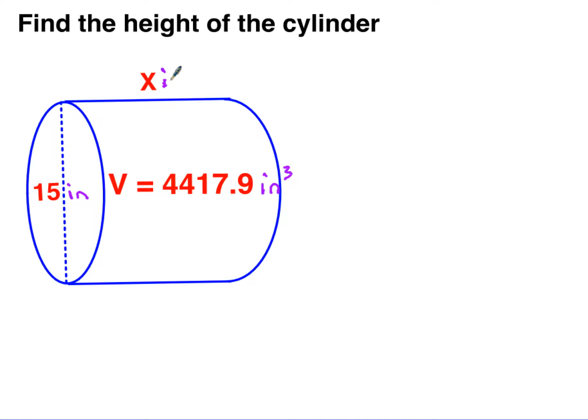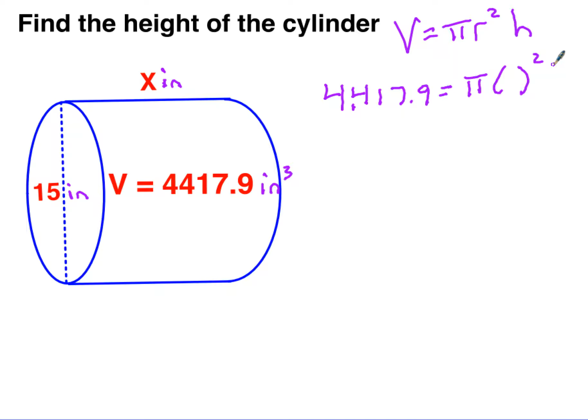I want to use my formula, volume equals pi r squared, the area of my base, times the height. I need to substitute the values I know. I know the volume is 4,417.9, and that is equal to pi times my radius squared times the height.